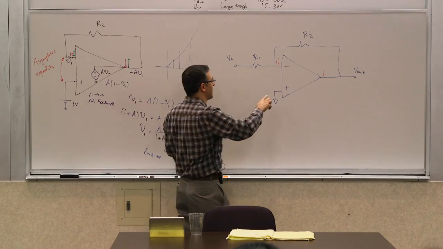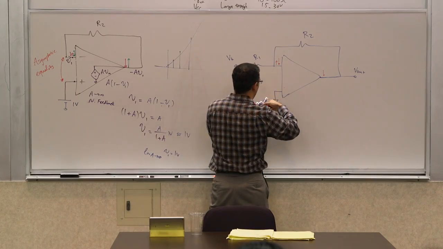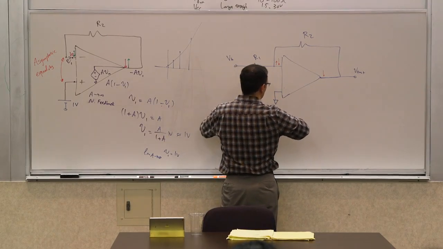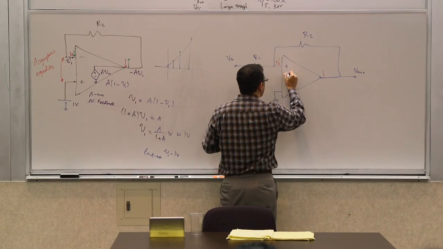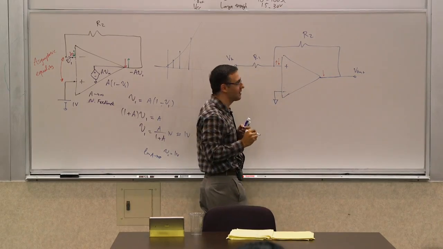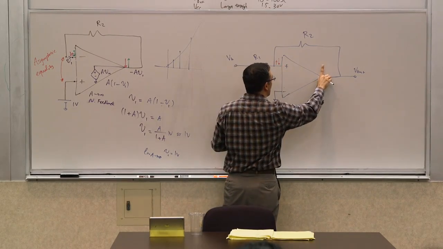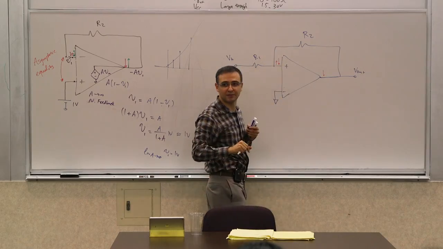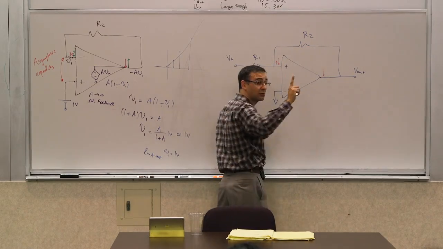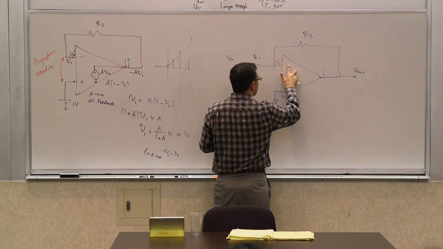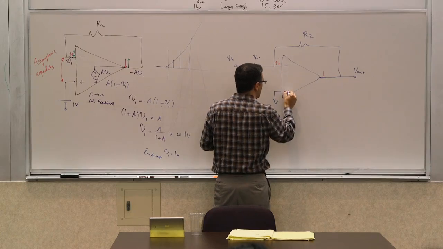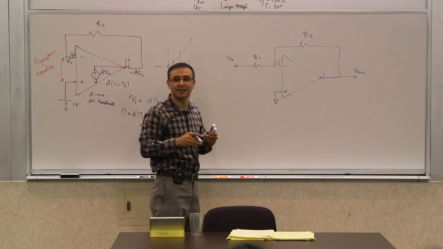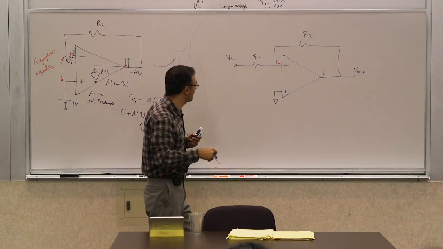I could have made it positive if I had connected it a different way. If I had connected it this way, this going up would cause this to go up, and this would go up, so that's positive feedback. So for asymptotic equality to apply, you have to have negative feedback. That's an important condition. Don't forget that. Only for negative feedback.